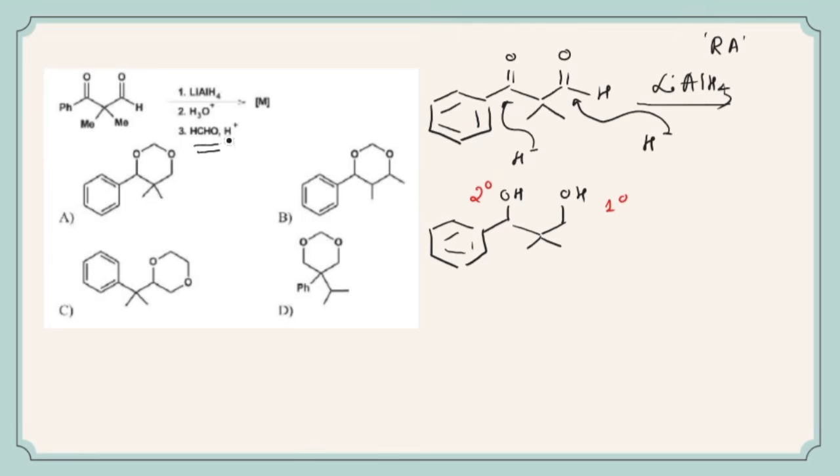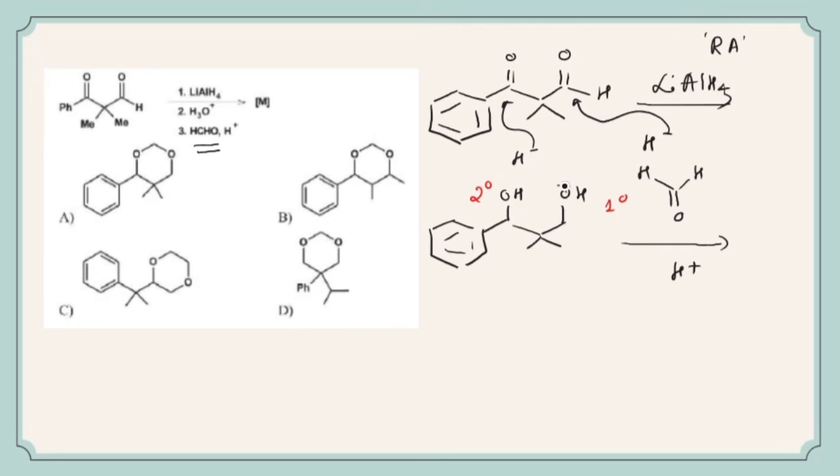Now, what is the third reaction? It's going to be treated with an aldehyde, and here it is formaldehyde, in the presence of an acid, which acts as a catalyst here. So the moment you see a diol and an aldehyde, that means what? There is a formation of hemiacetal followed by acetal, because 1 mole of an aldehyde reacts with 1 mole of alcohol to form the hemiacetal, followed by reacting with 1 more alcohol to form the acetal.